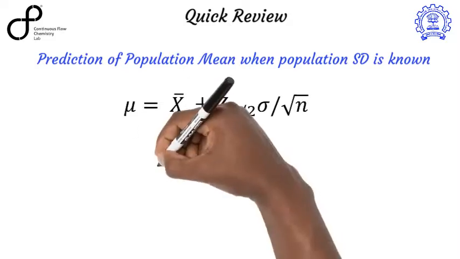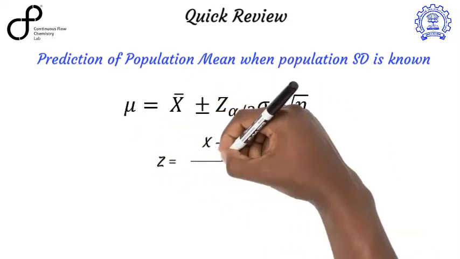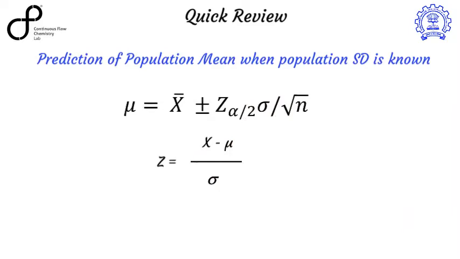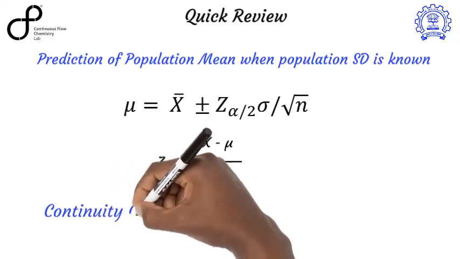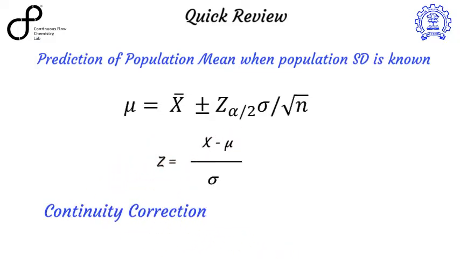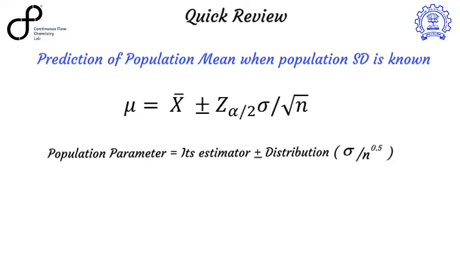We also learned how to predict probability for any random continuous variable if the distribution is normal, using this expression coupled with Z table. We also learned about the application of continuity correction to predict probabilities for discrete variables. It is important to remind you all about the generalized version for the prediction of population mean. It is, the population parameter is equal to its estimator, plus minus, the confidence interval, multiplied by error in estimation.